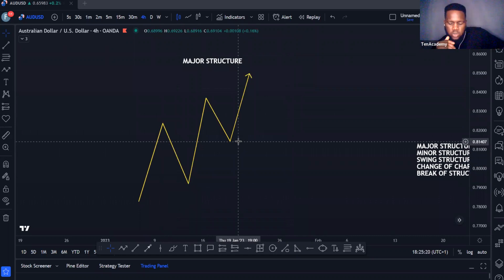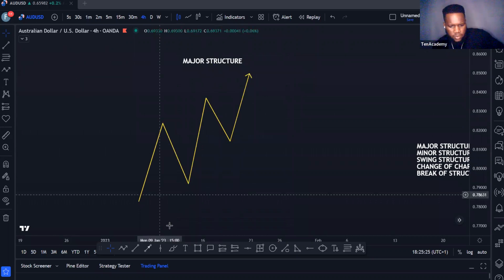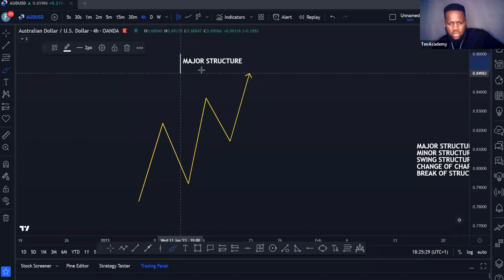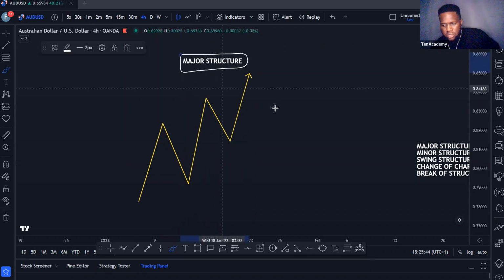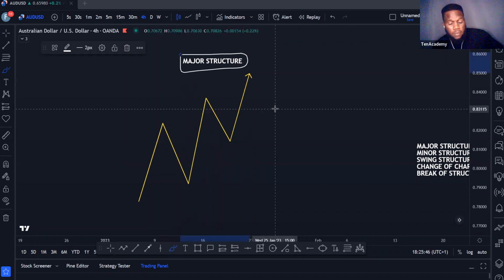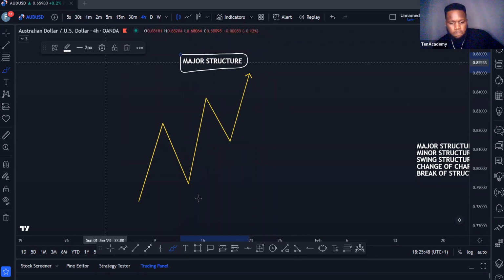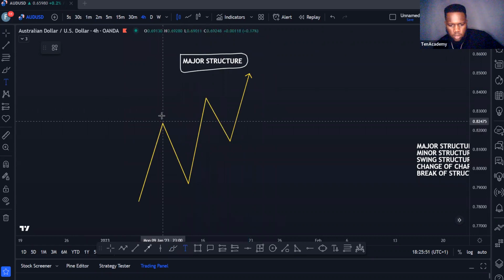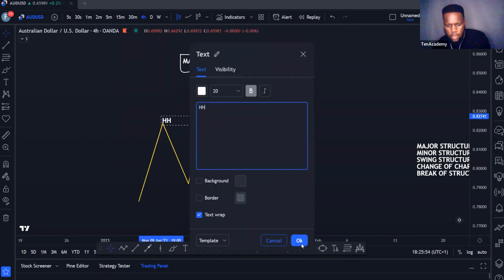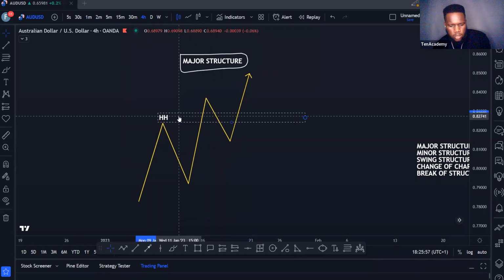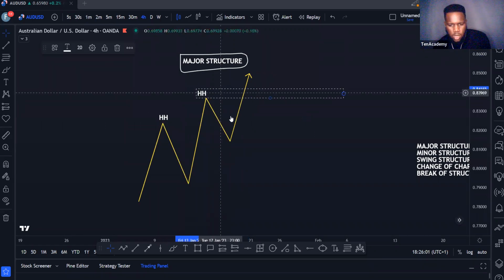But when you were being taught about higher lows and higher highs, what you were taught is called major structure. Other educators that teach smart money concepts might call it a different thing. But the way I look at market structure, institutionally, is to call this basic market structure major structure. Major structure is, in this case, your higher highs and your higher lows.